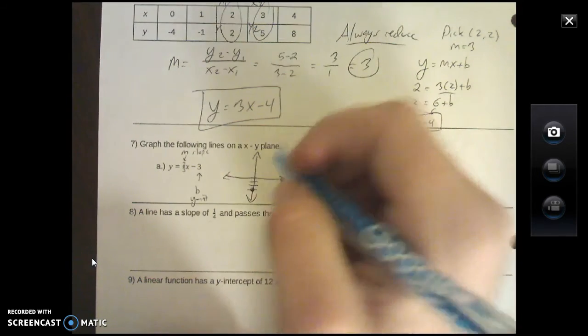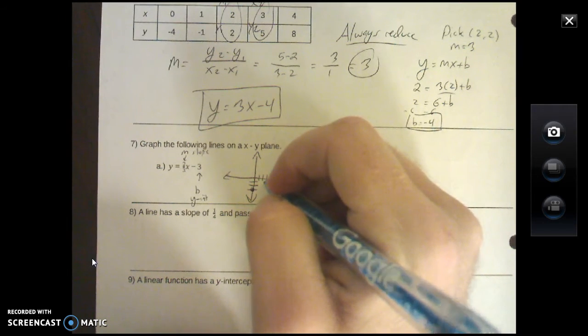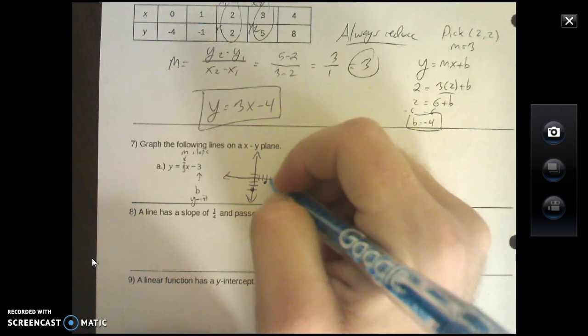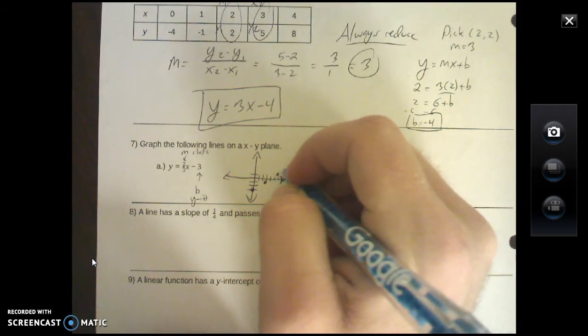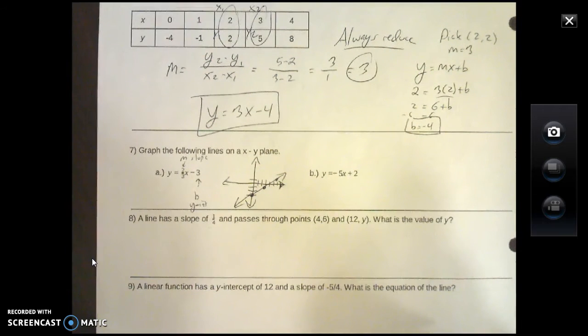Up 2, right 3. 1, 2, 3. 1, 2, 1, 2, 3. Do one more. 1, 2, 1, 2, 3. There we go. You should be able to do that. Okay. You guys should be confident with that. You're going to see it again.